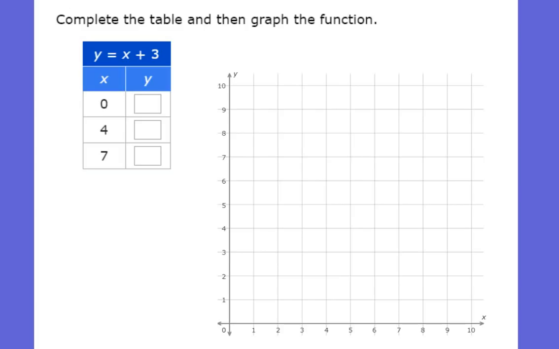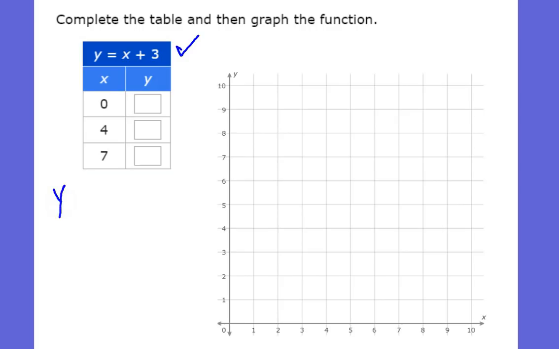Okay, we're going to complete this table and then graph the function. So if you'll notice right up here at the top, you have an equation, y equals x plus 3. We have given you x values and we want you to plug them in and find the y value.